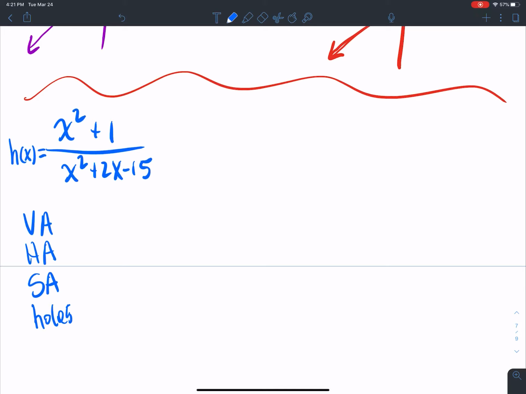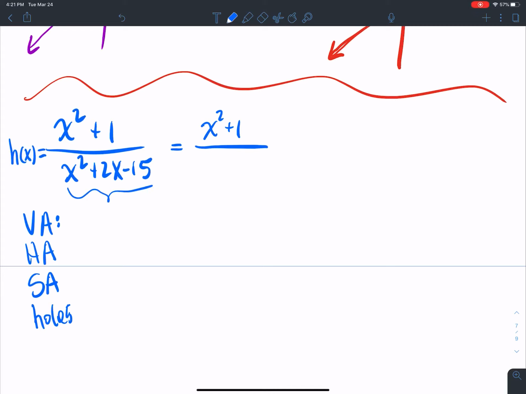Okay. So, how do we do this? How do we do it? Well, first let's do the vertical asymptote. First thing I'm going to do is factor. The numerator cannot be factored. We've already run through that type of problem at the first of this video. So x squared plus 1 is not factorable, not with real coefficients.